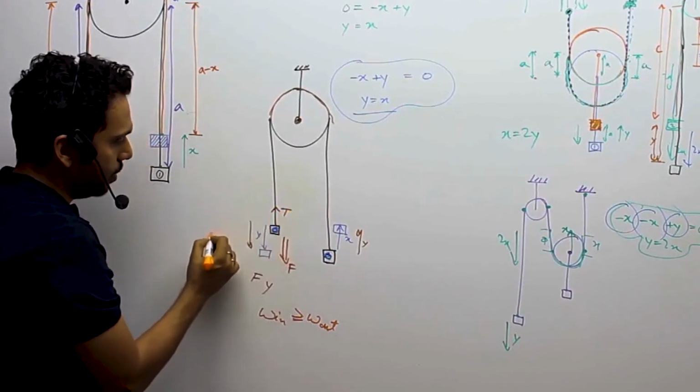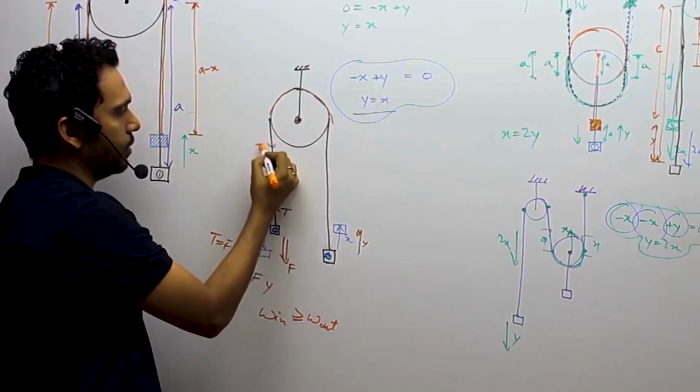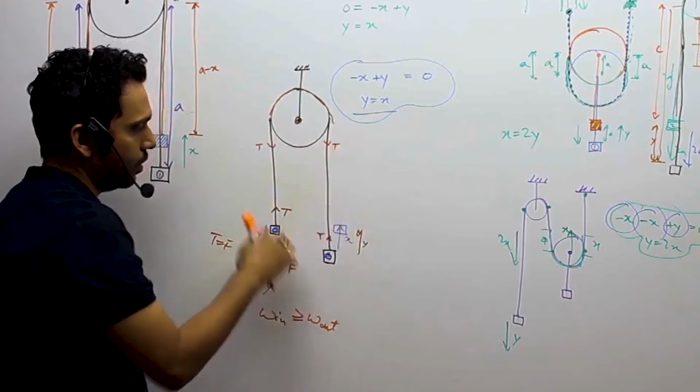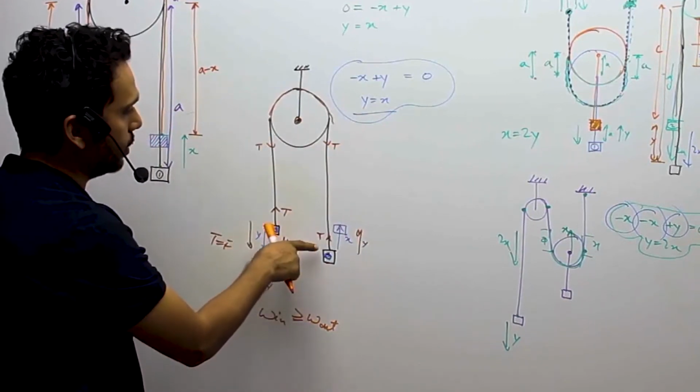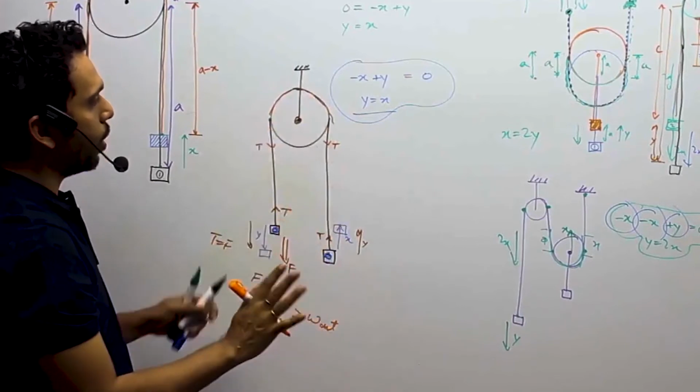So your T is equal to F. If the string is massless, then this T is going to get transmitted with the same value. This T is not going to reduce. So what I'm doing is I'm just changing the whole situation to an ideal situation.